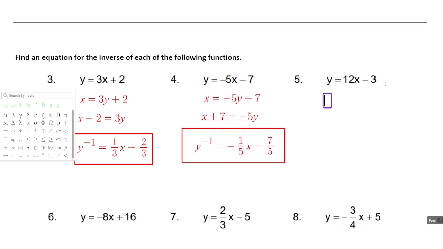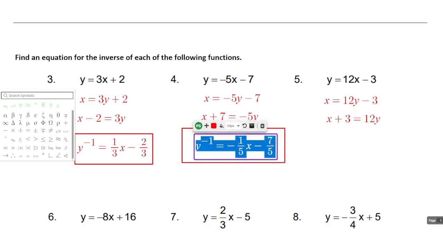Okay, number 5. First, just like with the other two, we're going to swap x and y. So we get x equals 12 times y minus 3. Then we want to add 3 to both sides. So x plus 3 equals 12y. Next, we're going to divide everything by 12, and that is what's going to give us our inverse here.